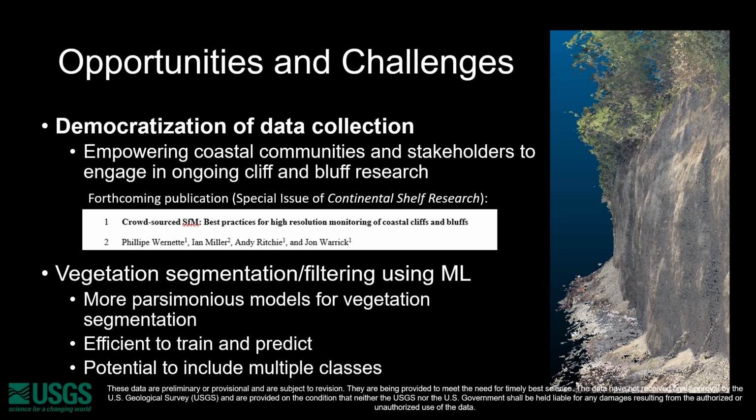And then regarding vegetation segmentation or filtering using machine learning, more parsimonious models, so a simpler model, tend to actually outperform a more complex model relative to how much training time it takes. So these models are more efficient to train and predict even than the CloudCompare alternatives or Metashape alternatives. And there's also the potential to expand the current classification approach to include multiple classes. So beyond simply vegetation and bare earth, we might include woody vegetation or deciduous versus coniferous or any number of classes. And that would have to be further explored.